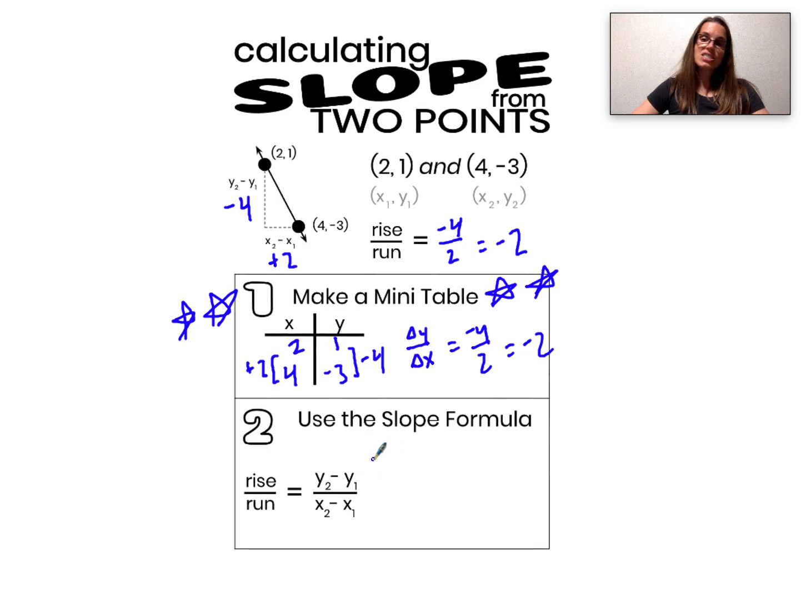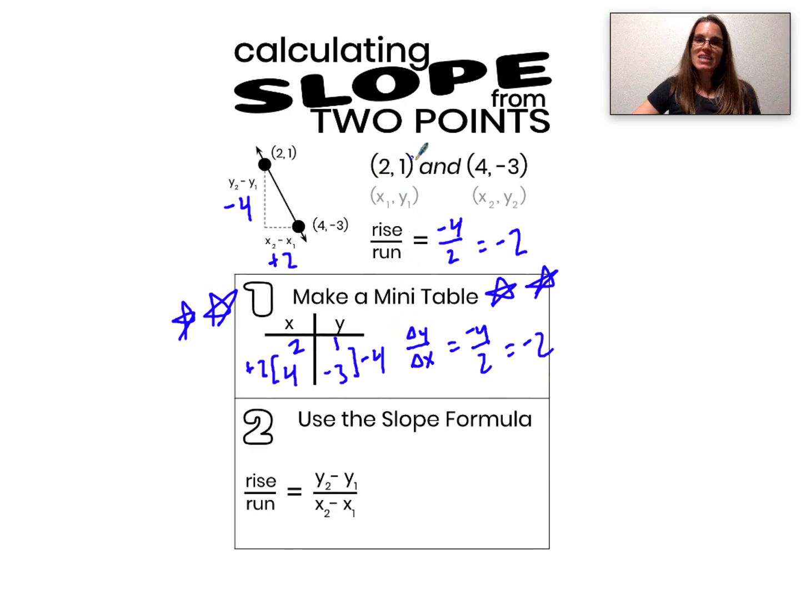The next strategy is to use the slope formula. This strategy is okay, but it's really error prone. When you're subtracting, in particular negative numbers, often you make mistakes, and I really, again, suggest the mini table. You get the same answer, and as long as the instructions aren't to use the slope formula, I would use the mini table. Here's how the slope formula works.